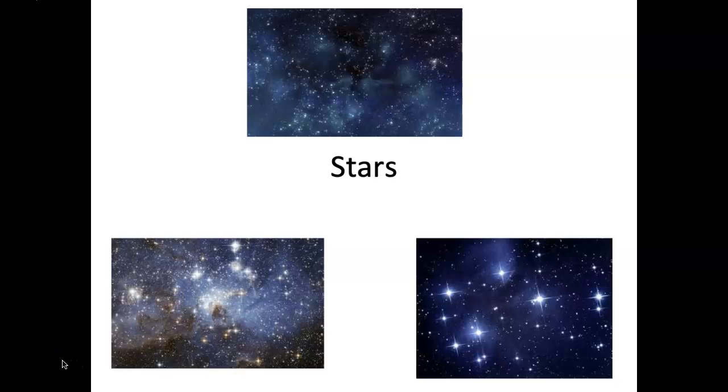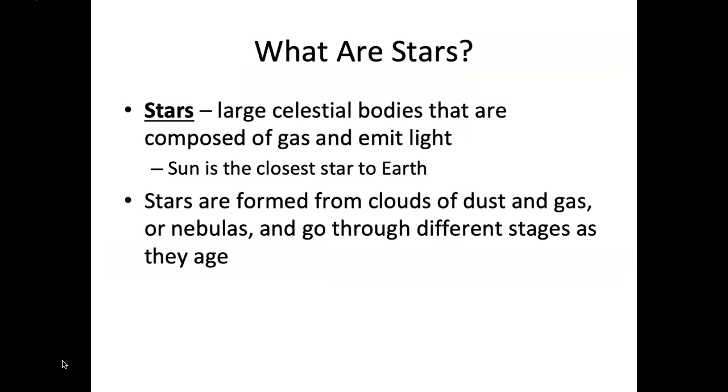Okay, our next section is going to be covering stars. Stars are defined as large celestial bodies composed of gas that emit light. The sun is the closest star to Earth, and we know that stars form from clouds of dust and gas known as nebulae, and they will go through different stages throughout their life as they age. We'll take a look at the life cycle later on in this section of notes.